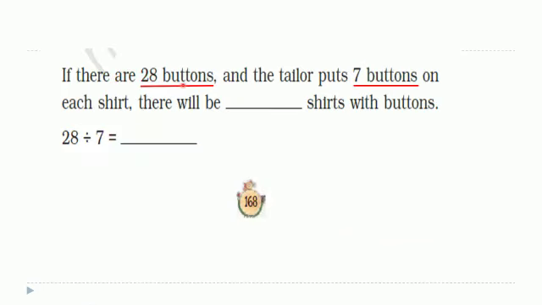Now suppose he has 28 buttons and he puts 7 buttons on each shirt. It's just opposite. See, in first case he has put 4 buttons in each shirt. Now he is putting 7 buttons on each shirt. So there will be dash shirts with buttons. So how many shirts will he put these buttons on? 7 plus 7 plus 7 plus 7. So 4 times. So we will get 4 shirts. That means what we do? We divide 28 divided by 7. So 28 divided by 7 we get 4.